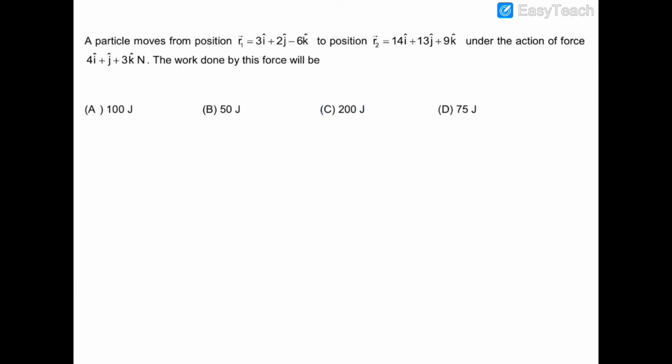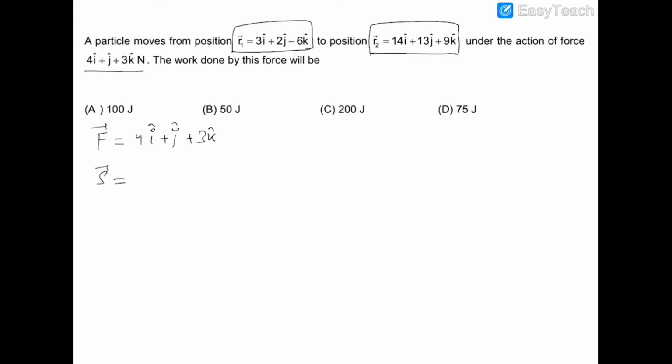In this question, a force which is given in vector form as 4i cap plus j cap plus 3k cap newtons, and this force is displacing a particle from its position r1 to position r2. Now we need to find out the work done by this force. So first of all, the force given in the vector form will be 4i cap plus j cap plus 3k cap, and the displacement in the vector form. Now I am talking about the displacement, and these r1 and r2 are the position vectors.